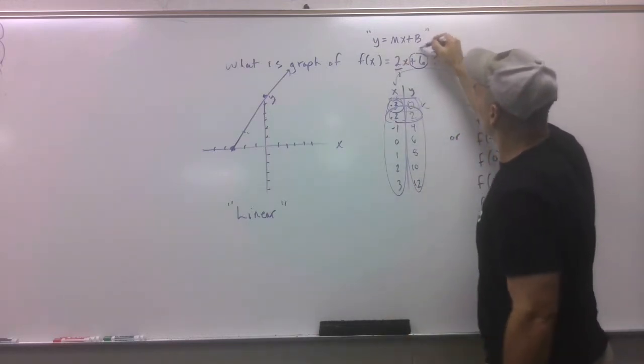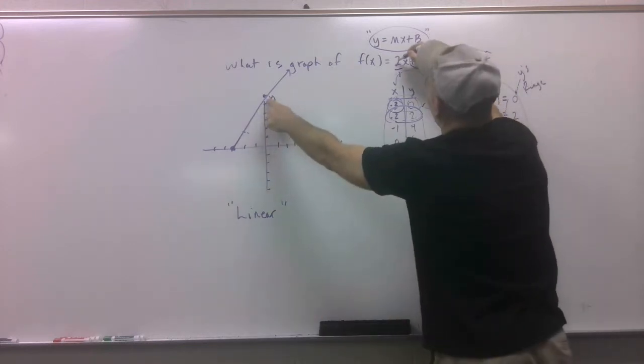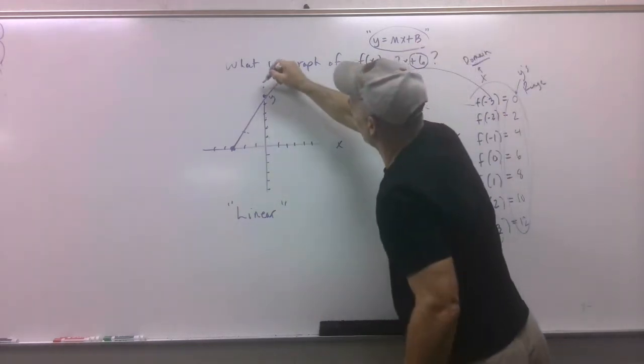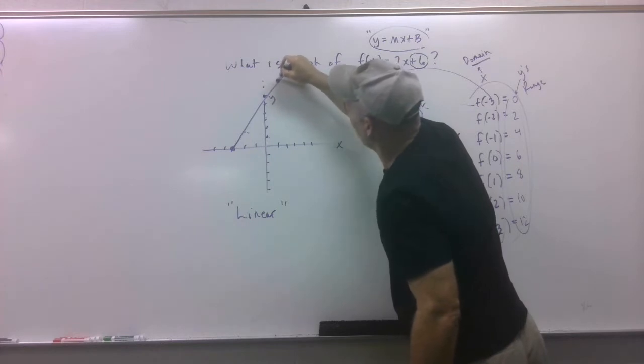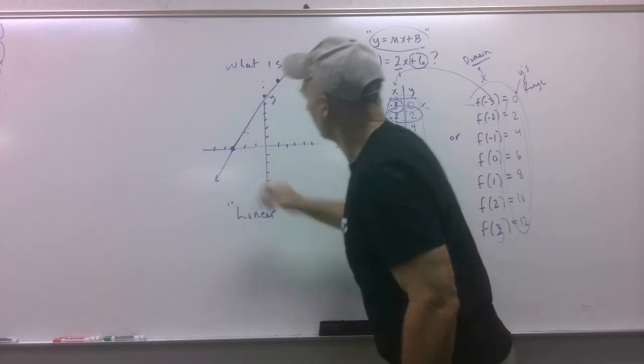So the way we used to do it, using y equals mx plus b, plot your y-intercept, and then slope is up 2, right 1. So up 2, right 1. My drawing's not perfect, but you get the idea. So this goes on forever.